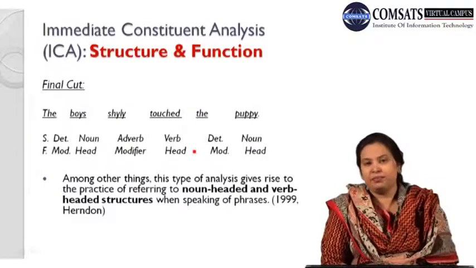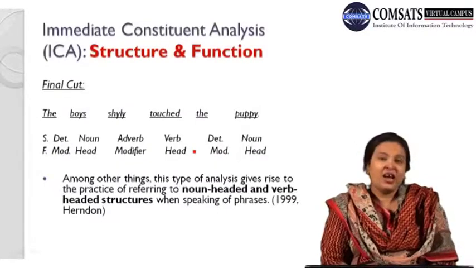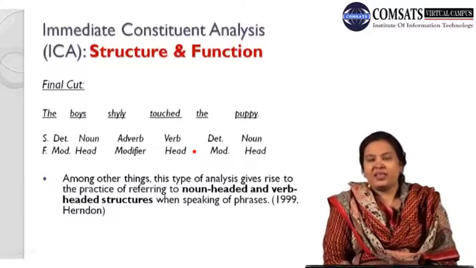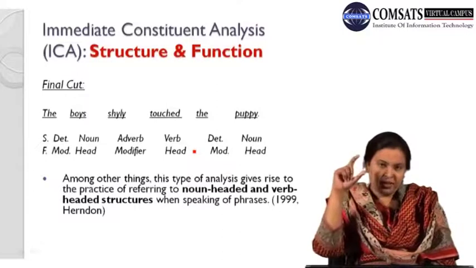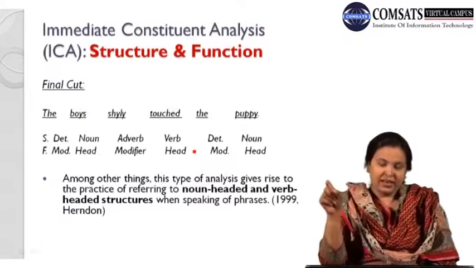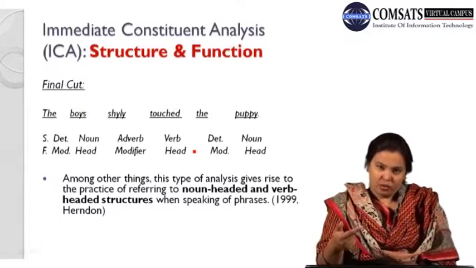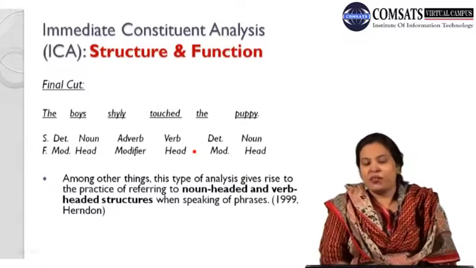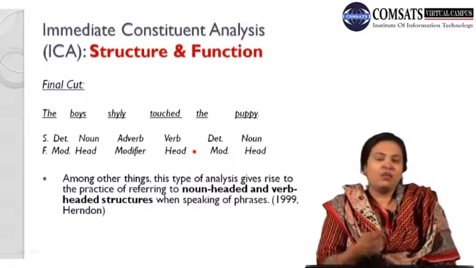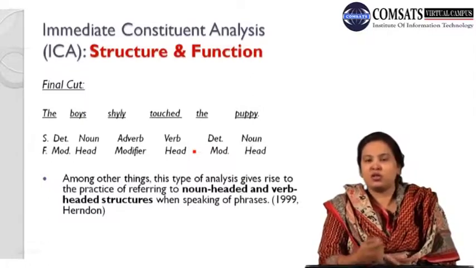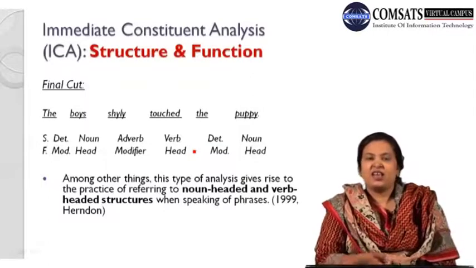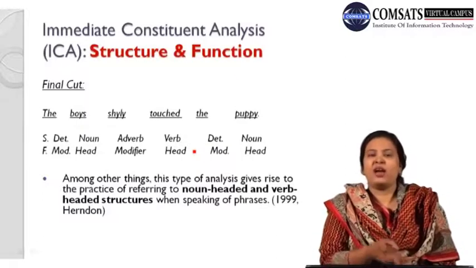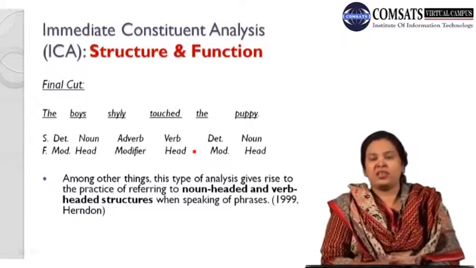Now the final cut. By final cut, I do not mean that there are only three cuts. It means that we start from the first cut, the second cut, and we keep continuing this process till we get the final cut. And at the final cut, what happens? Every individual element or constituent in that sentence is identified and broken down. We identify every single element in a sentence.